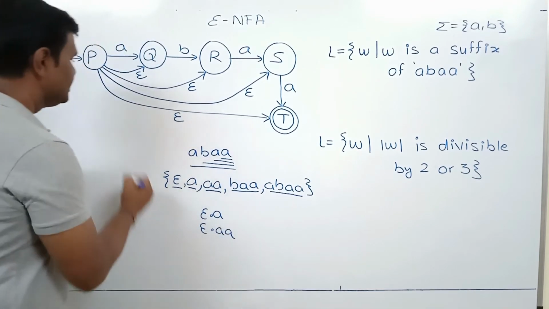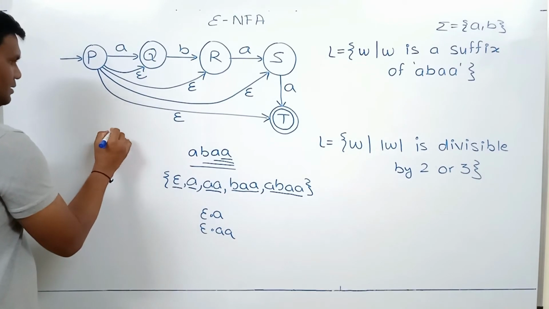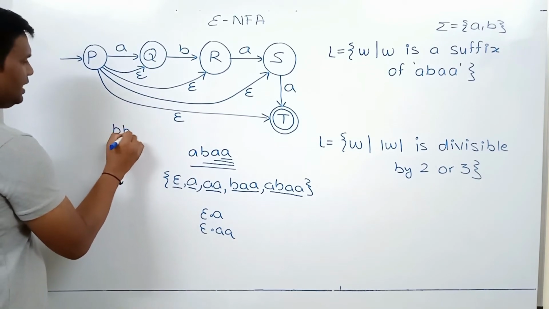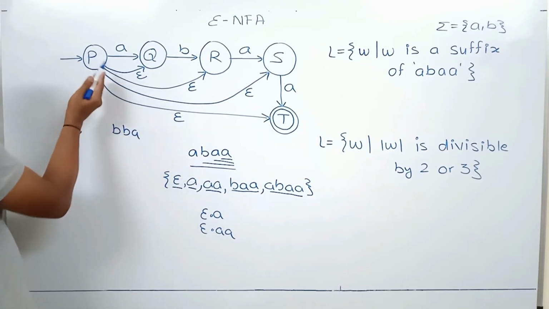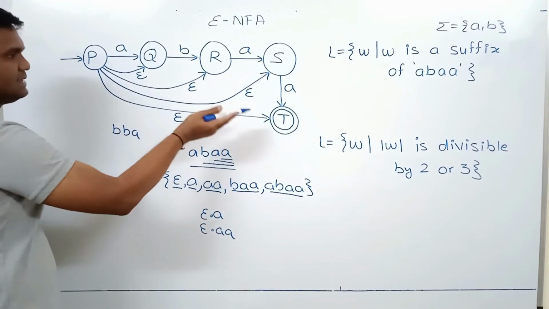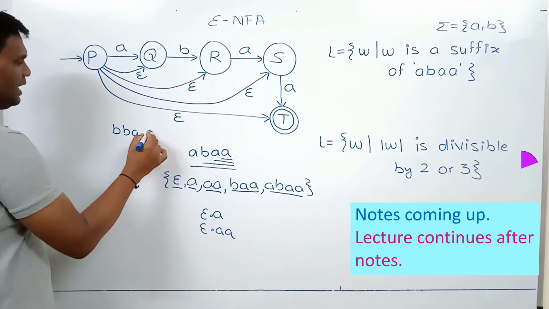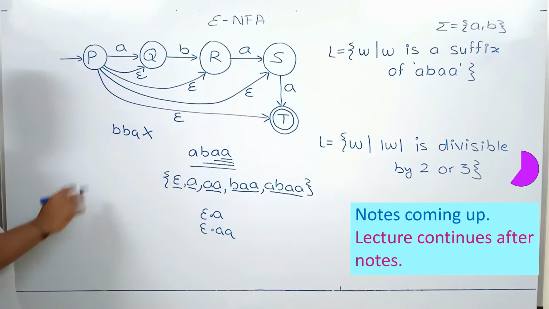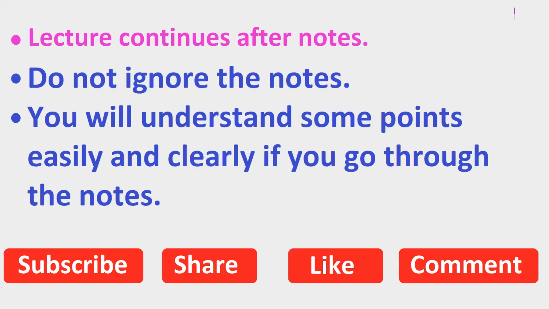If we consider any other string, BBA, then there is no transition sequence that ends in a final state for BBA. So this string is not accepted. This is the required epsilon NFA.